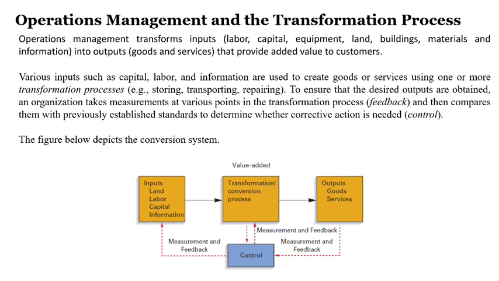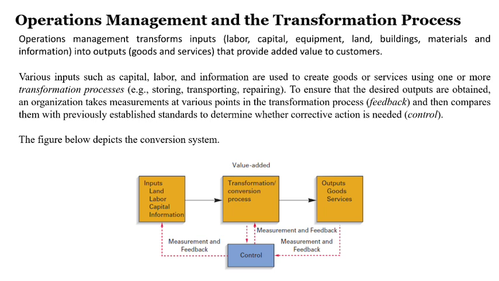Now moving on to the transformation process. Here we see a similar type, but you need to factorize the various components such as input, transformation process, output, and the control factors. Mentioned below is the figure. You can see operations management transforms inputs such as labor, capital, equipment, land, buildings, materials, information into output such as finished goods and service by providing value addition to customers.